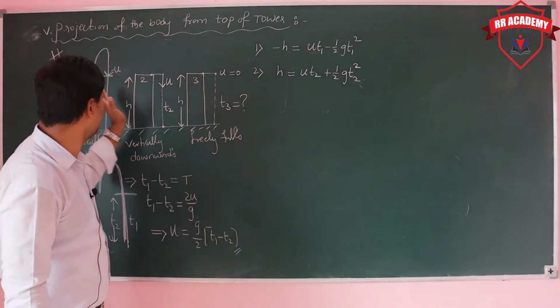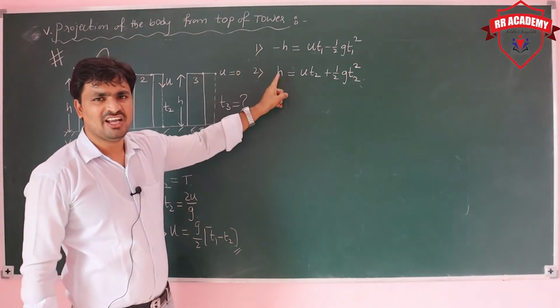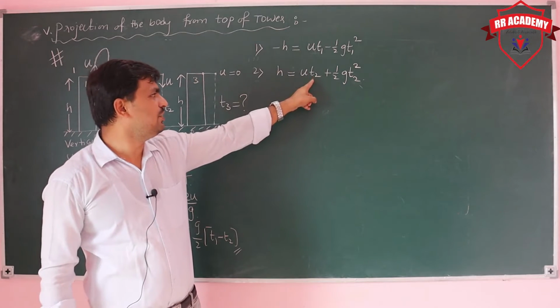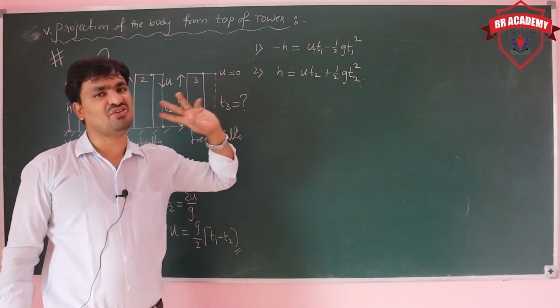So see the difference between these two. Here projecting upwards and displacement negative. Here projecting downwards. So that's why u t2 plus half g t2 square, because the time is different.